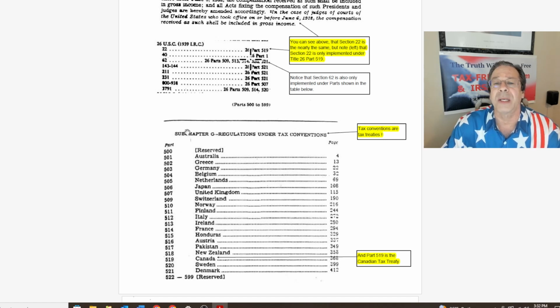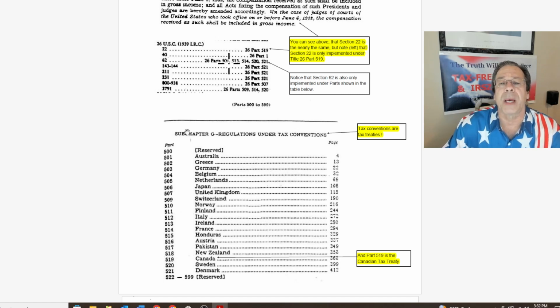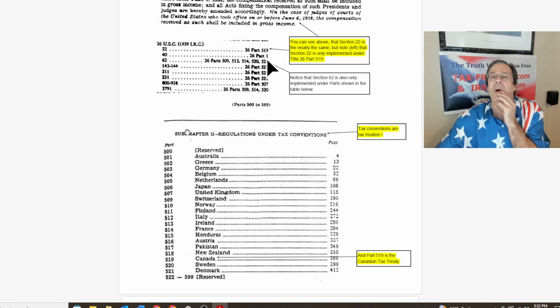26 Part 1 is the income tax. Section 40 is implemented under 26 Part 1, the income tax, but that's an alcohol as fuel tax. That's a tax on alcohol being used as fuel. It wasn't added until the 70s with the ethanol programs. But Section 22 is only implemented under 26 Part 519, not Part 1, the income tax, and Section 62 is only implemented under 500 parts. 509, 513, 514, 520. What are these Part 500 parts?